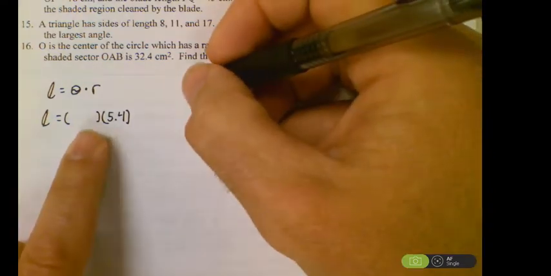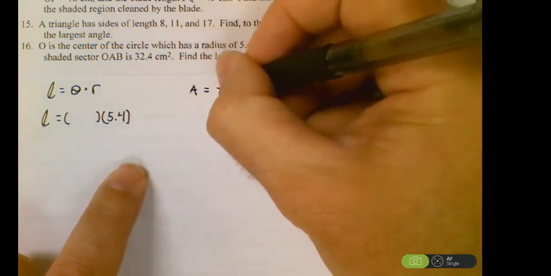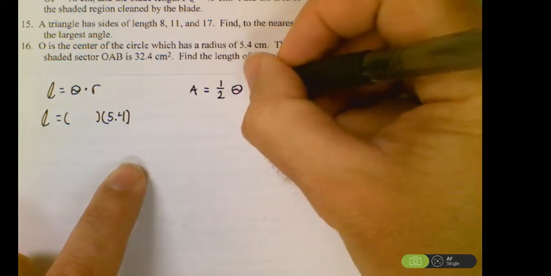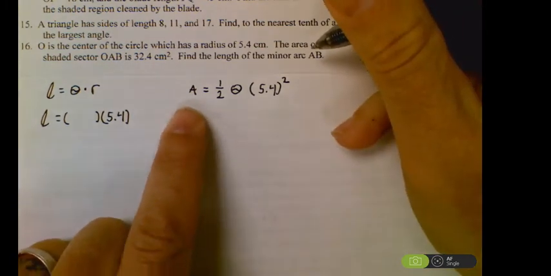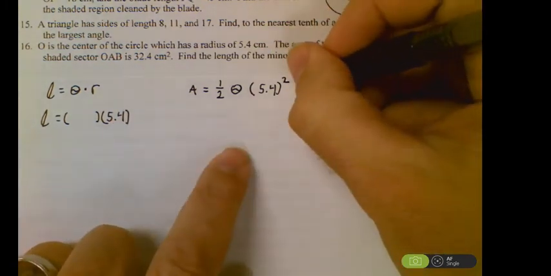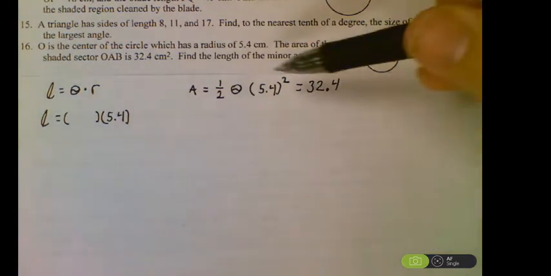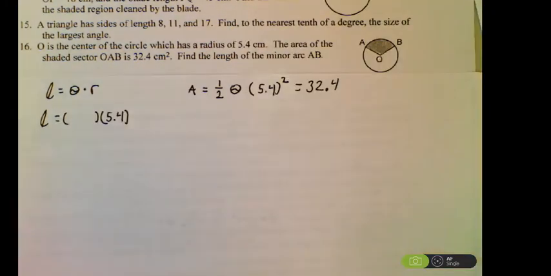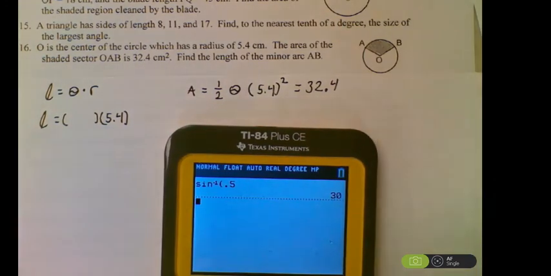So the area of the sector that we saw earlier, that's your 1/2 theta r squared. Again, we already know the radius is 5.4. And in this case, they also told us the area was 32.4, so I can plug that in for the area, and now I can just use that information to get my angle. Once I know my angle, I can plug that in to get my arc length. So just some simple math on that. You got your 5.4 squared. That's going into the 32.4.